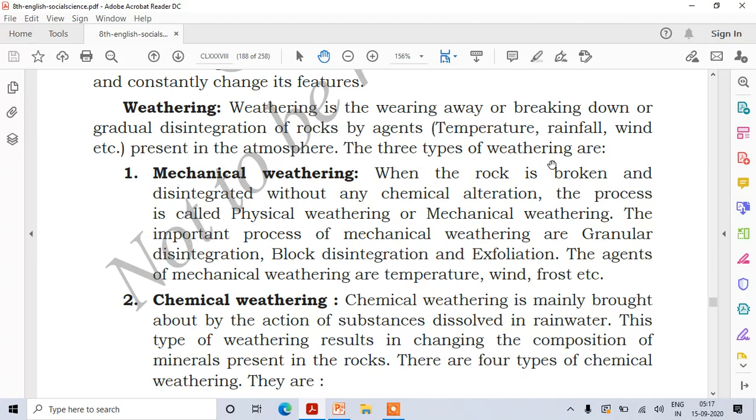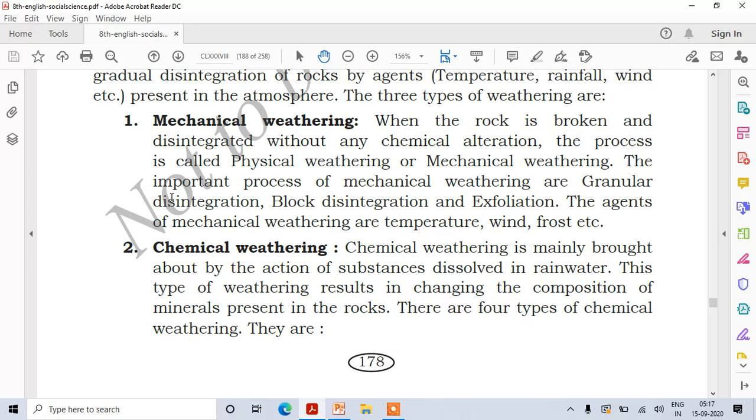The three types of weathering are: the first one is mechanical weathering, the second is chemical weathering, and the third one is biological weathering. One by one we'll discuss all the types of weathering. First we'll discuss mechanical weathering.